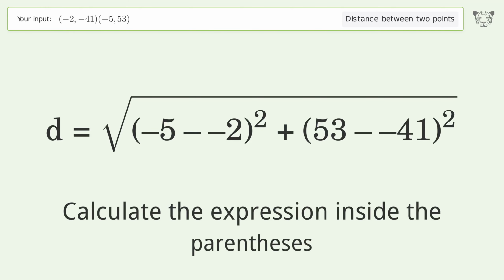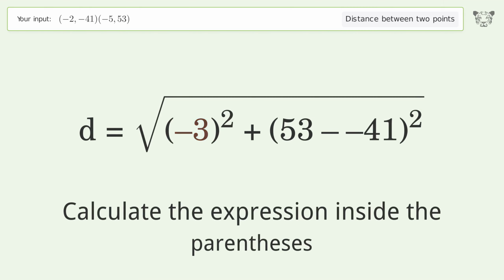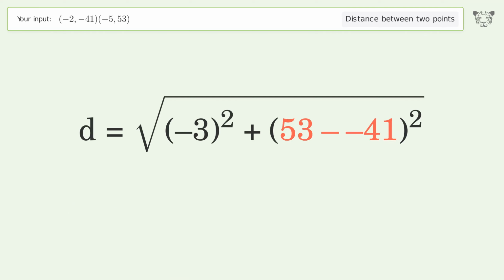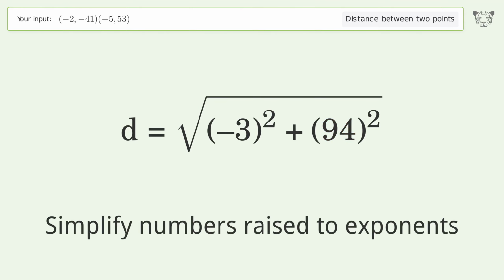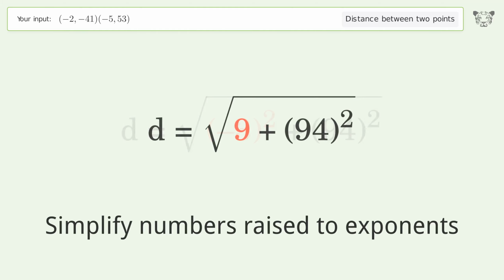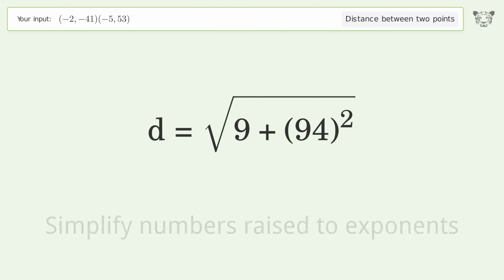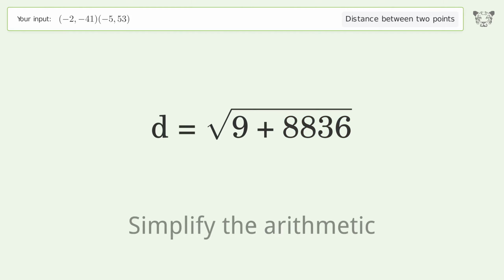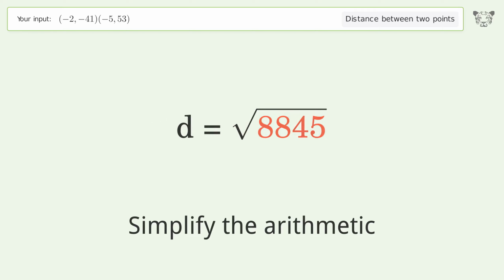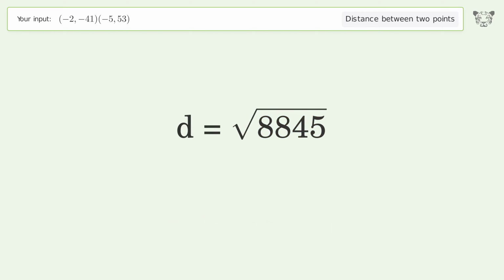Calculate the expression inside the parentheses. Simplify numbers raised to exponents. Simplify the arithmetic. And so the distance between the 2 points is the square root of 8,845, or 94.048.